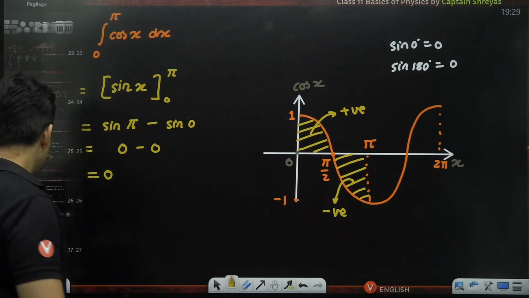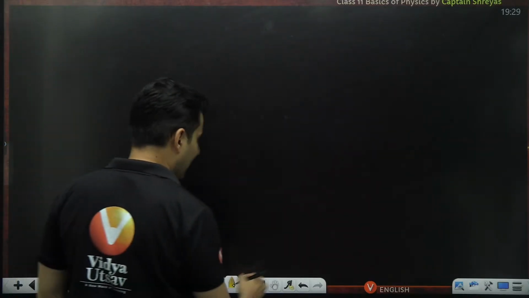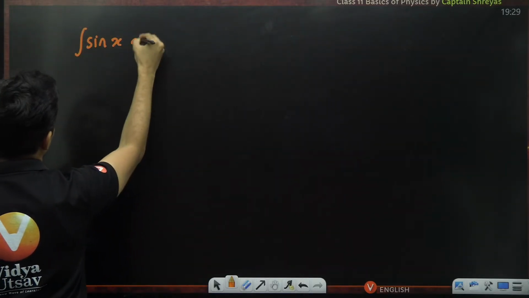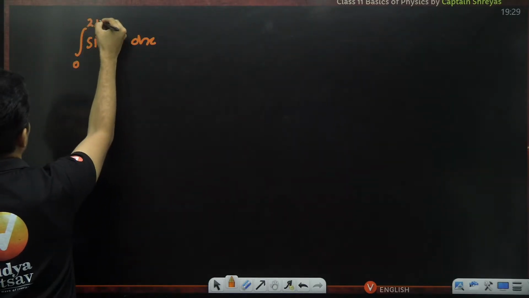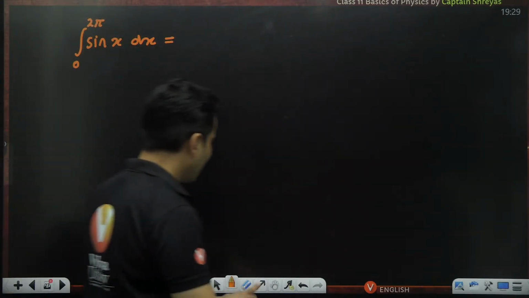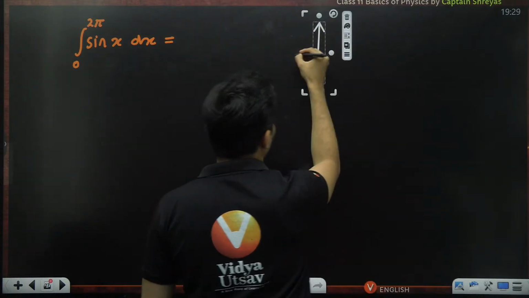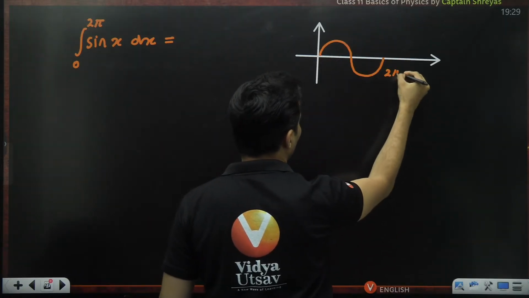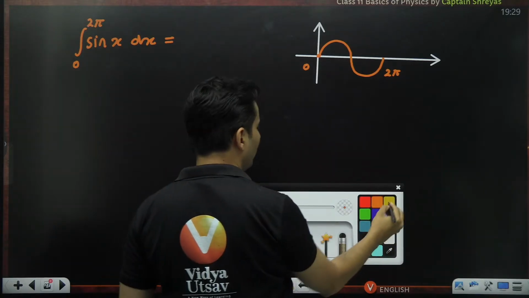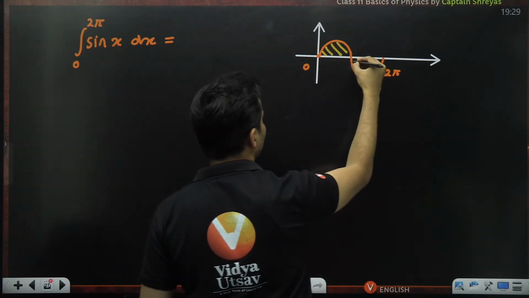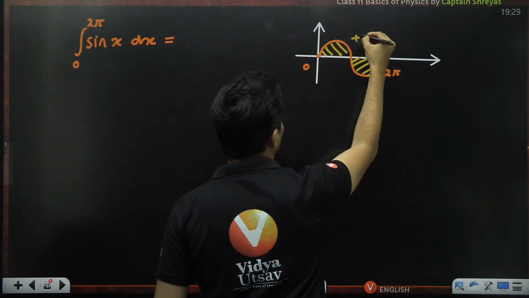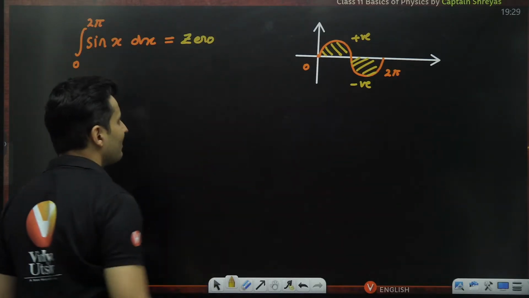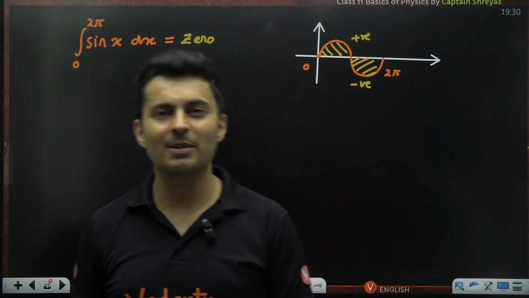Now, imagine I ask you, hey, can you tell me integration of sine of x dx from 0 to 2 pi? Guys, think about it. Sine of x function, how will it look like? It will be like this from 0 to 2 pi. So when you try to find the area, this area will be positive, this area will be negative. So this positive and negative area will cancel out. Hence, the correct answer to this will be a big fat 0.